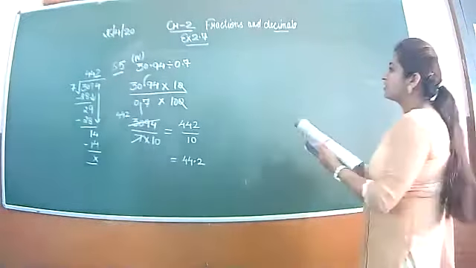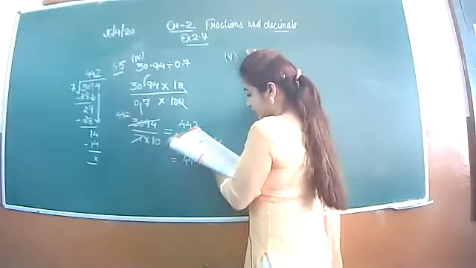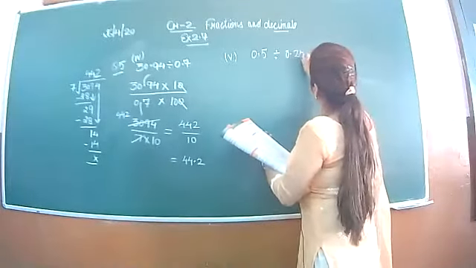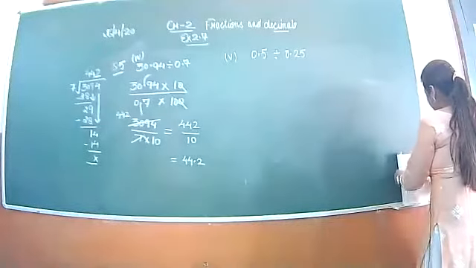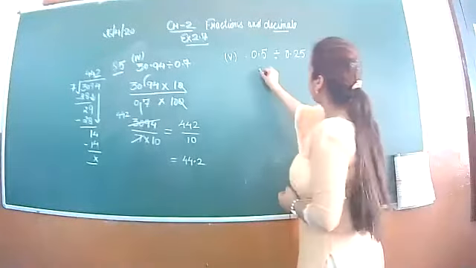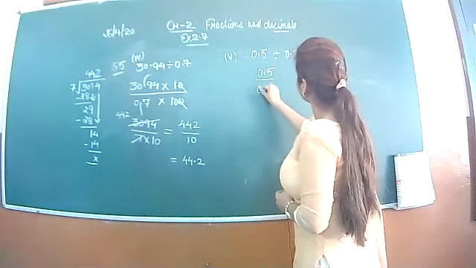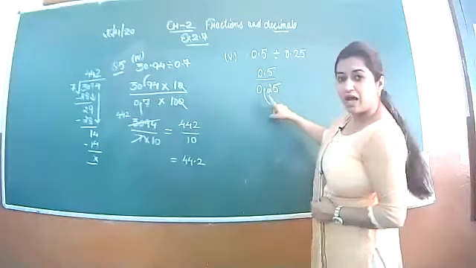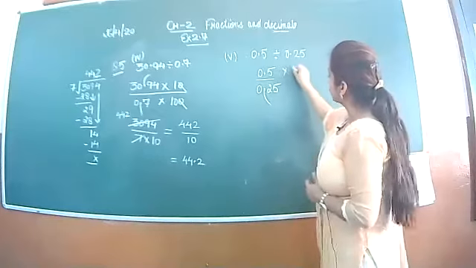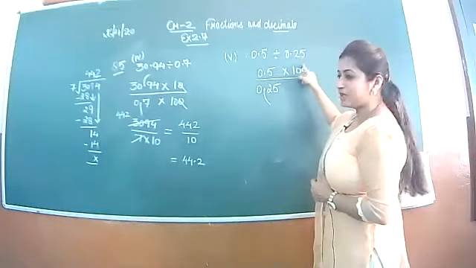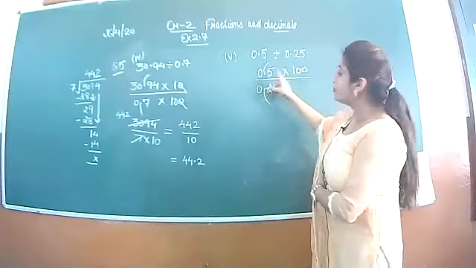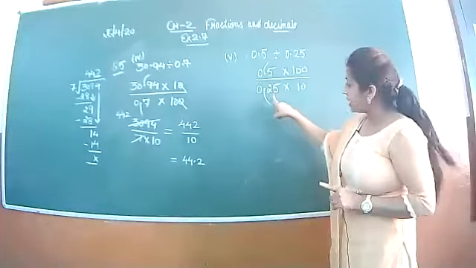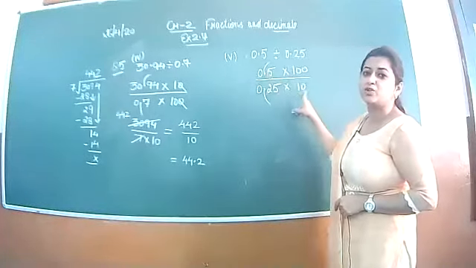Okay, now let's start with the next part, that is fifth part. 0.5 divided by 0.25. Now beta, again in this part you will write this in the divide form. 0.5 divided by 0.25. Now remove this decimal. After the decimal, two digits are there, so you will put 100 in the numerator. We are removing the decimal from the numerator, so you will put a 10 in the denominator, because after the decimal one digit is there. Here there were 2 digits so 2 zeros, here 1 digit so 1 zero.